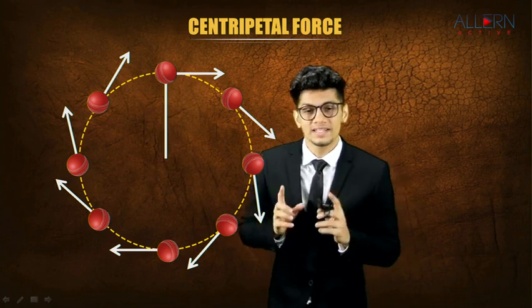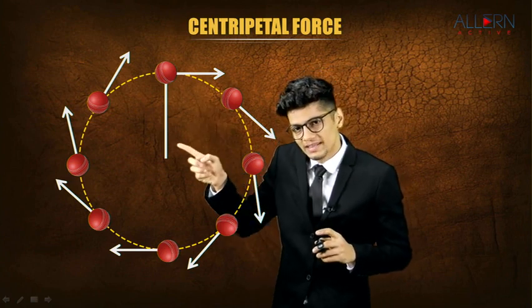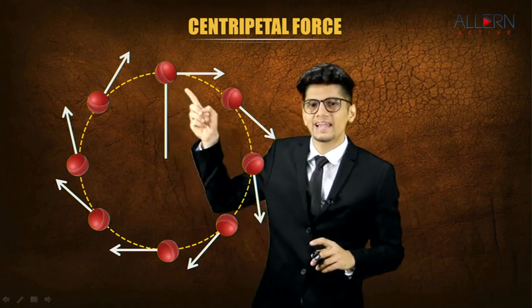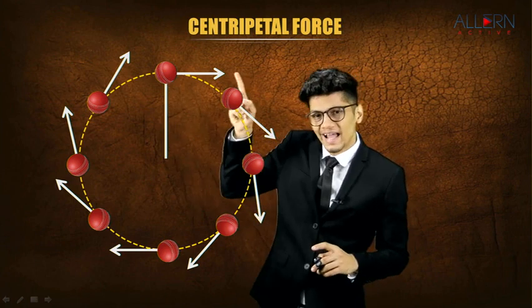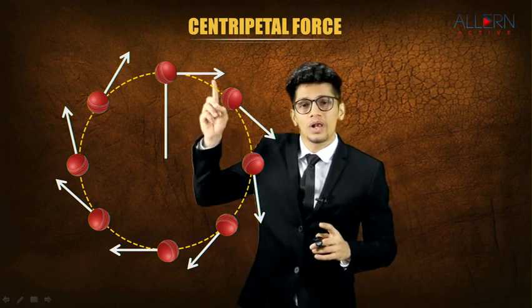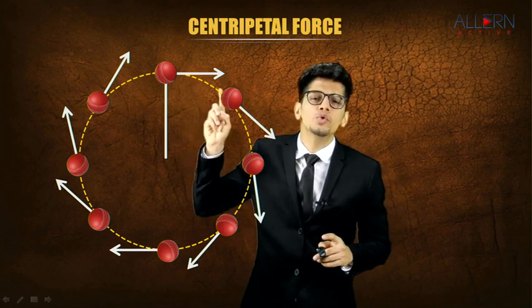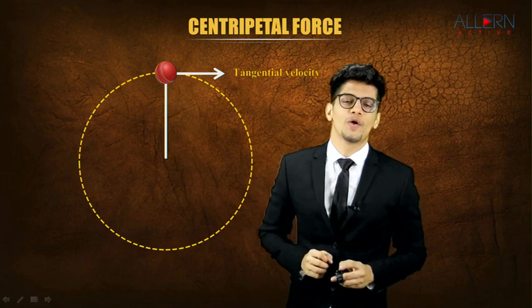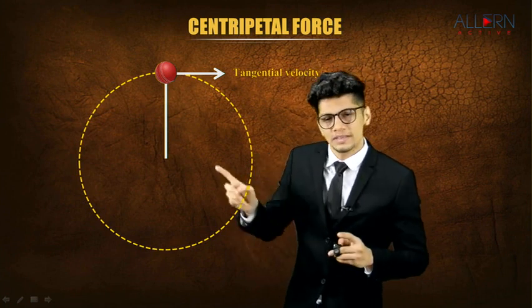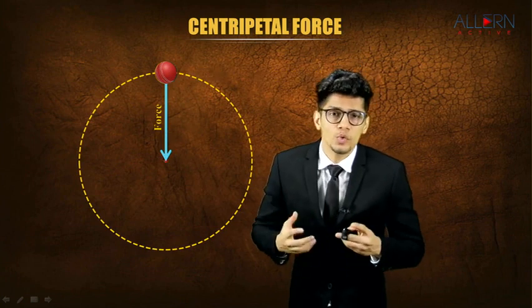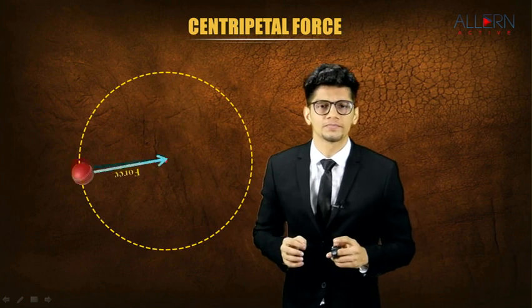Now, since the force is acting on this object in this direction and it is moving in this direction, we can say that they are at right angles to each other, and this line can be called the tangent to the circle. That means the velocity with which the ball moves along the circular path is called the tangential velocity. Now this force was acting towards the center, right, due to which it was moving in a circular path.